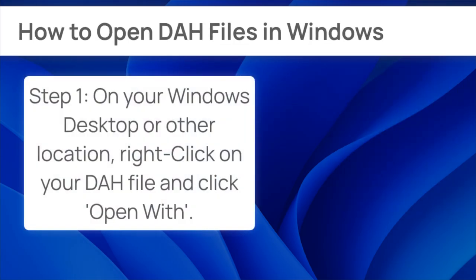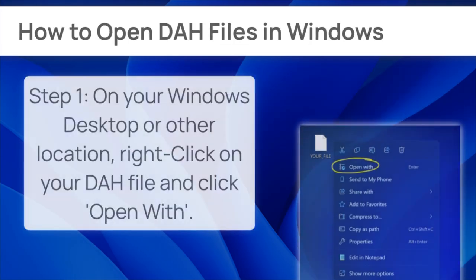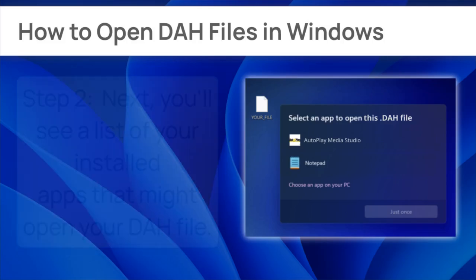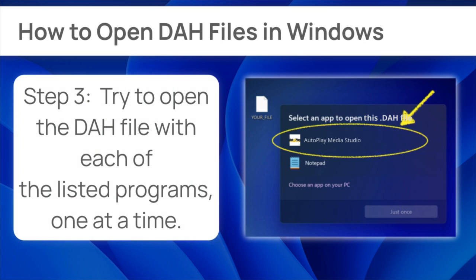Your most crucial first action is the file association test. Right-click the DAH file and choose Open With. If AutoPlay Media Studio is on your machine, test it. If not, choose another program. We must find the correct software.